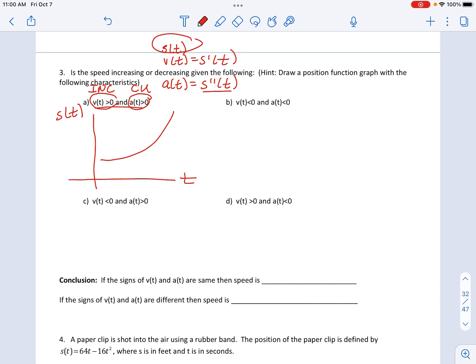One thing to know about speed is that speed is the absolute value of velocity. So when we talk about the velocity of a car, if we say it's positive 55 miles per hour, we can say it's going forward. If it's negative 55, we can say it's going backwards. But if I ask you for the speed, it would always be just 55, regardless of whether it's going forward or backward. So it's just the absolute value.